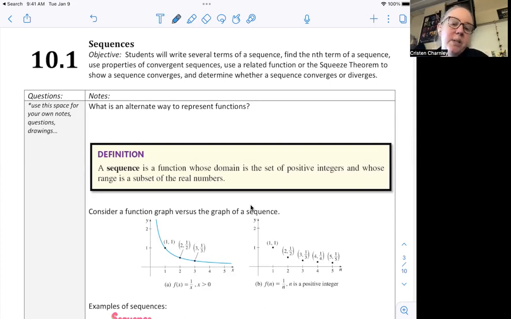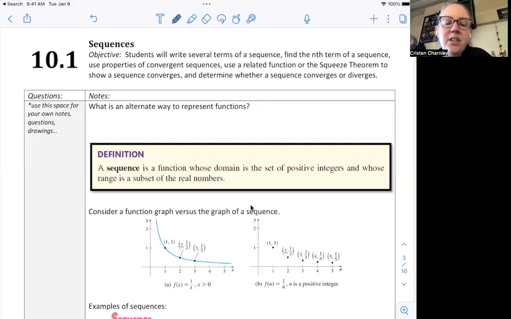So let's start. Sequences. What is an alternate way to represent functions? We're going to say a sequence. Instead of the function itself, you can use terms of the function evaluated at specific values all the way through. I know that doesn't mean much right now, but keep in mind that we're looking at a different way to represent, not so much your polynomials, but things like e to the x, your trig functions, natural log of x.